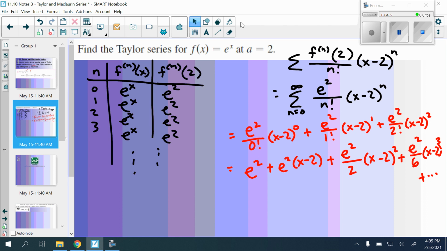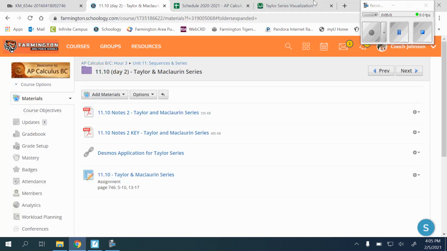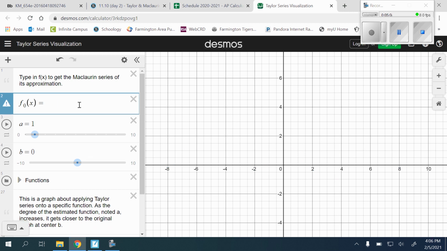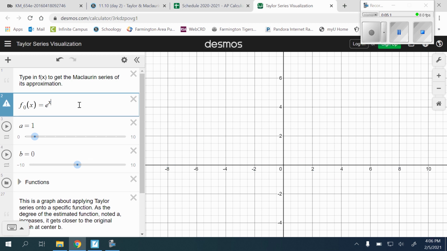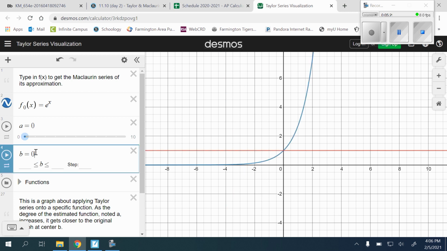To get a visual of this, let's look at that Desmos app we looked at last time. The link should be available for you again. If we pull that open, you are going to get an application that looks like this. Let's change this to the function we just looked at, e to the x. Right now, it's the Maclaurin one centered at 0 because our b is 0, and we went through this last time, seeing how as we increase these, it becomes a closer and closer approximation at 0. Let's change this to the value we're looking at now. So now we're centering it at 2.